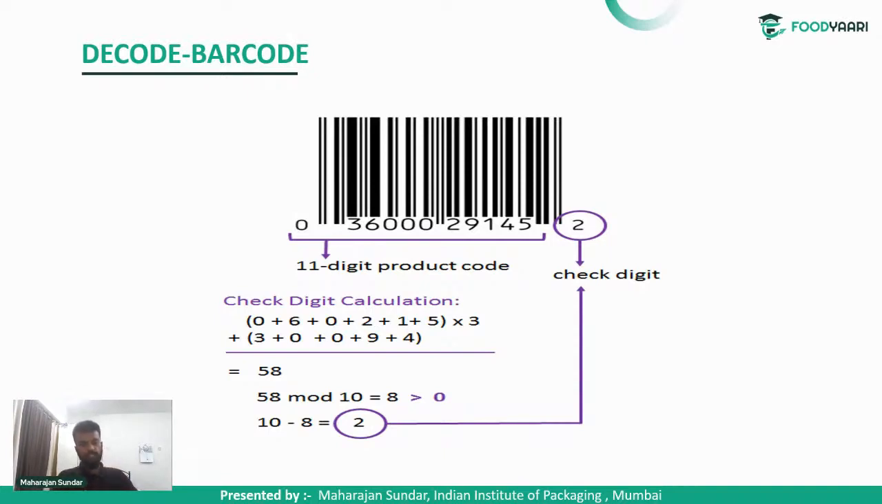For the check digit calculation, we have to take alternate numbers. 0, skip 3, 6, skip 0, include 0, skip. We multiply the numbers taken, skipping one number each time, by 3, plus the numbers we have skipped: 3 plus 0 plus 0 plus 9 plus 4. Again, we will get 58. We take modulus of 10, which gives 8, which is greater than 0. 10 minus 8 will give 2. That is the check digit.